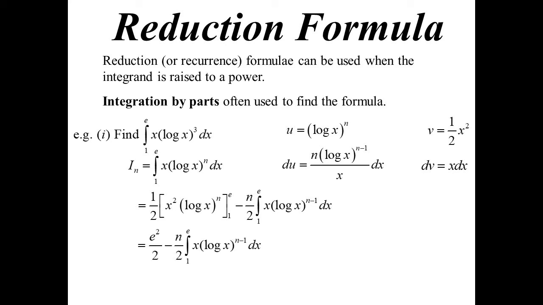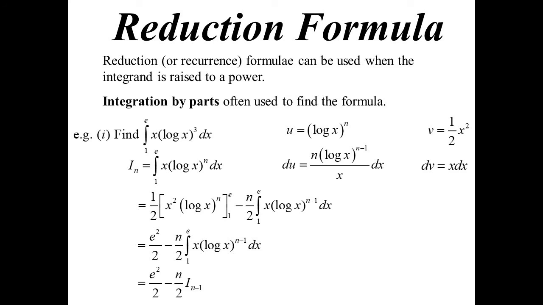So tidying that up, we get e squared on 2, because I can actually work out the first part. Log e is, of course, 1, and 1 to the power of n is always 1, doesn't matter what n is. And substituting in 1, log 1 is 0. So I know it's e squared on 2, and then minus n on 2 times the integral I_(n-1).